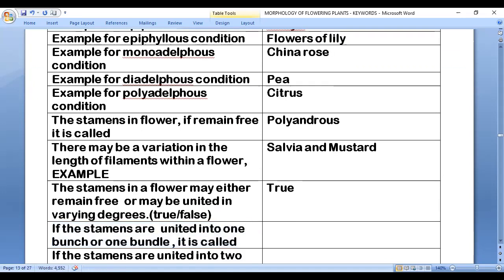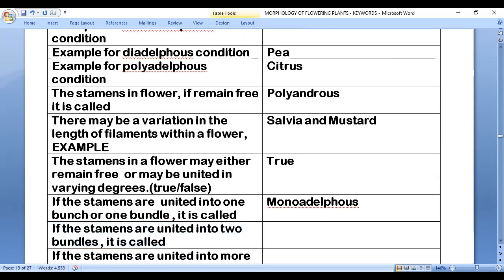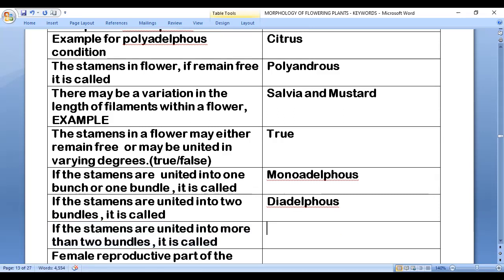The stamens in a flower may either remain free or may be united in varying degrees. If the stamens are united into one bunch or one bundle, it is called monoadelphous. If the stamens are united into 2 bundles, it is called diadelphous. If the stamens are united into more than 2 bundles, it is called polyadelphous.